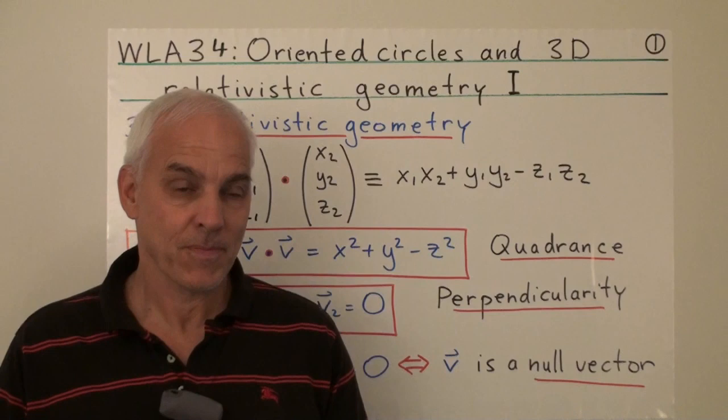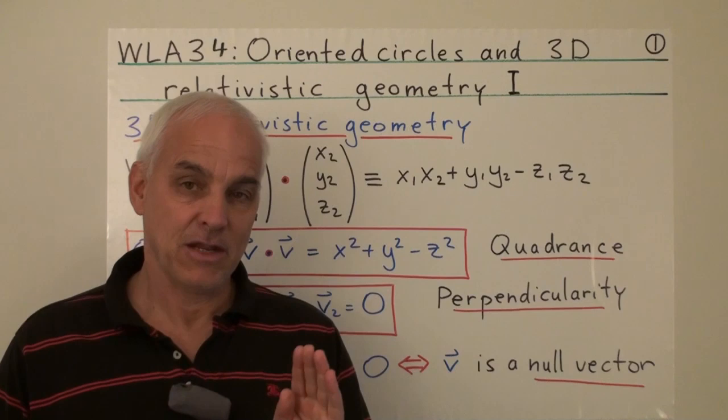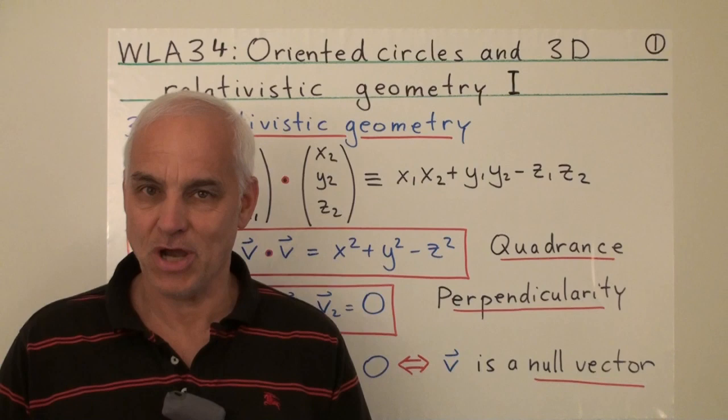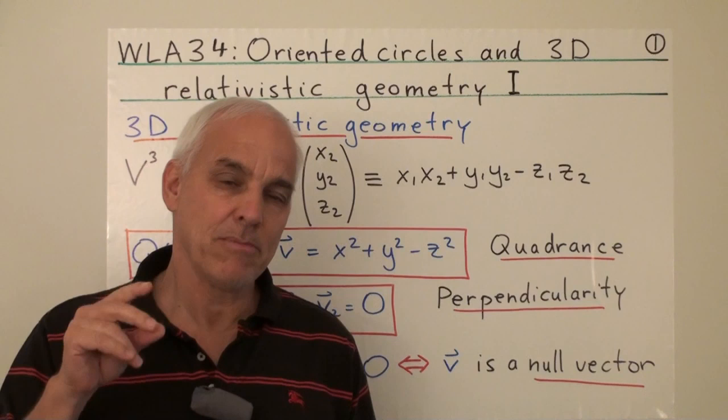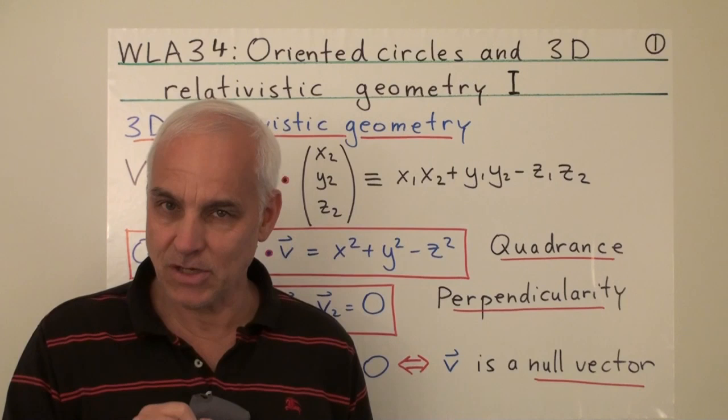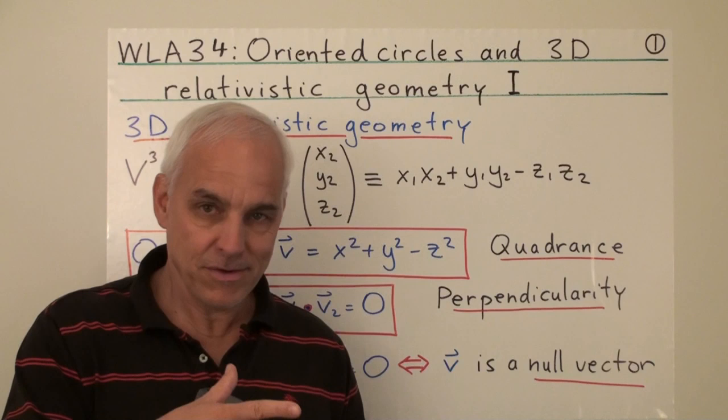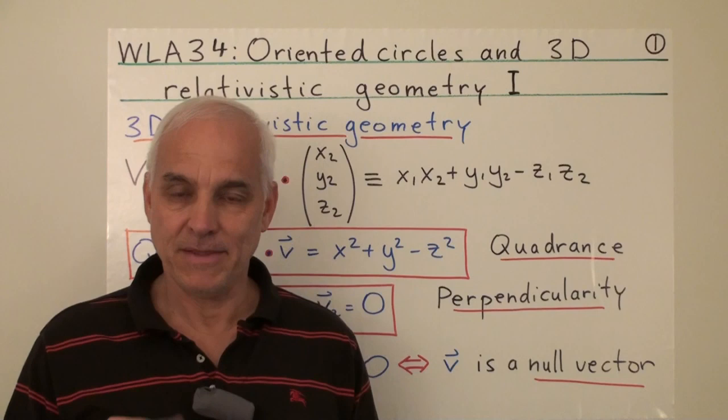Okay, so what we're going to do though is work in one higher dimension, in three-dimensional relativistic geometry, instead of two-dimensional relativistic geometry. And when we go from two dimensions to three dimensions in relativistic geometry, it's a little bit more subtle, a little bit more interesting than going from two dimensions to three dimensions in Euclidean geometry. So the difference between a circle and a sphere in ordinary geometry is not quite as much as the difference between a hyperbola and these hyperboloids of revolution that are going to appear in this three-dimensional setting.